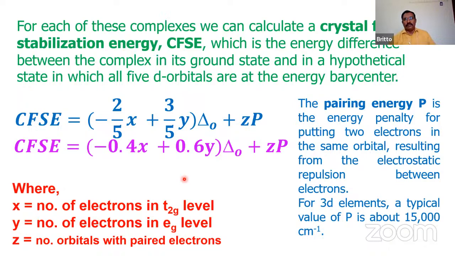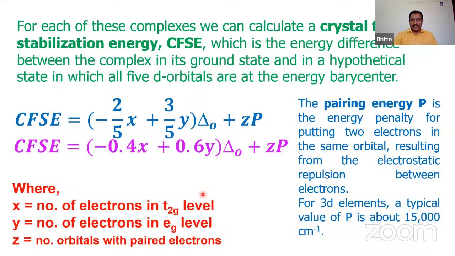And P, as I said before, is the pairing energy. The pairing energy is again going to be positive, because when there is already an electron in the orbital and you put another electron into it, there is repulsion between the electrons, and that causes an increase in energy.